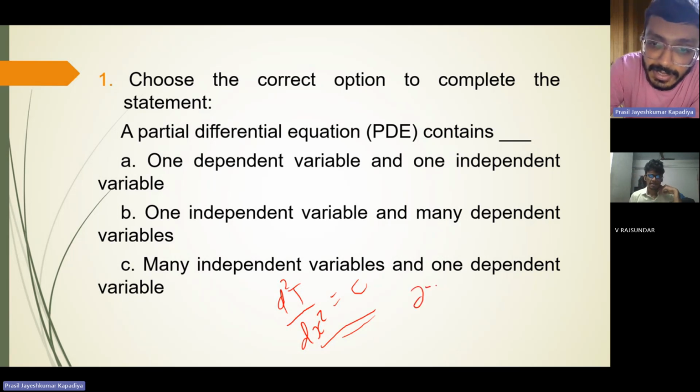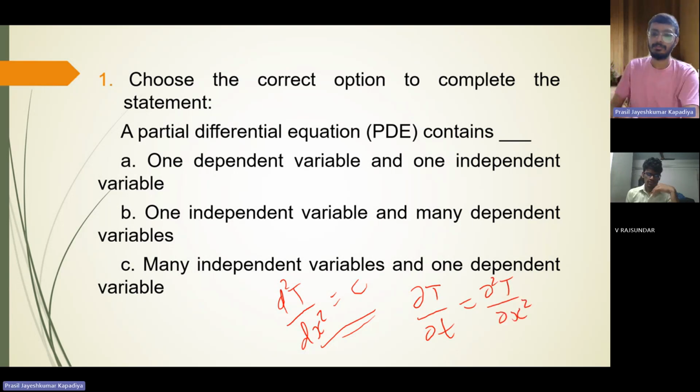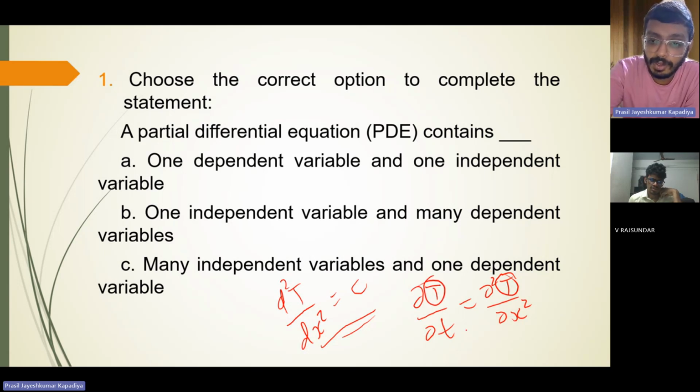Let's say I'm writing del T by del t is equal to del square T by del x square. Here temperature is the variable, and it is varying with both length and time. Yes, it's varying with x and t. That's why this is called a partial differential equation: we have one dependent variable and more than one independent variable.